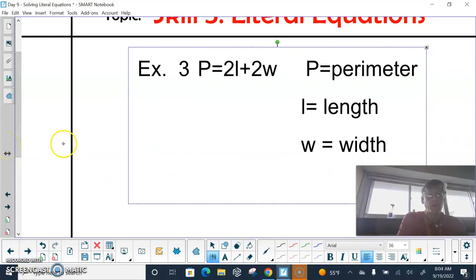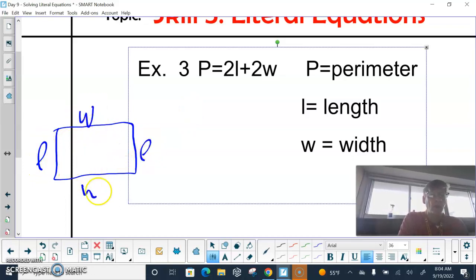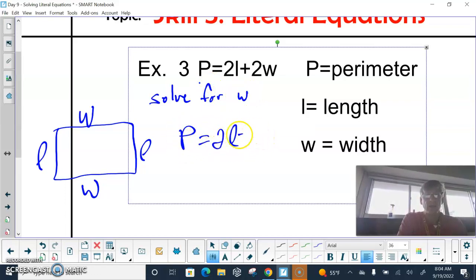Not sure if you remember the perimeter equation. P equals 2L plus 2W. So if I have length and width, I have 2L, right? Remember, perimeter is a distance all the way around. And so perimeter is I have 2 lengths and I have 2 widths. Okay. And let's say I already knew the perimeter and I knew a length and I want to find the width. Solve for W. So I want W all by itself.